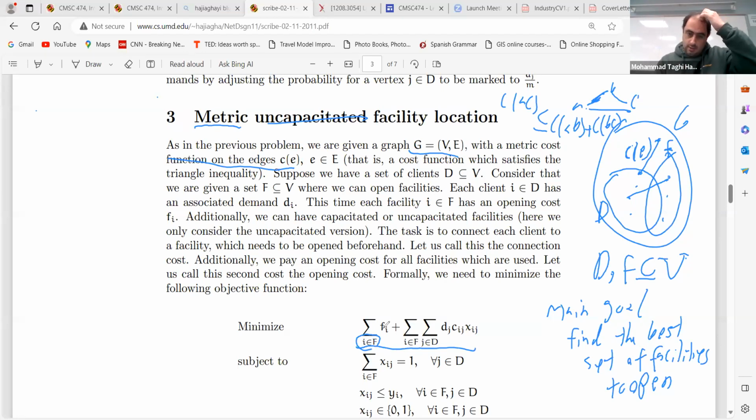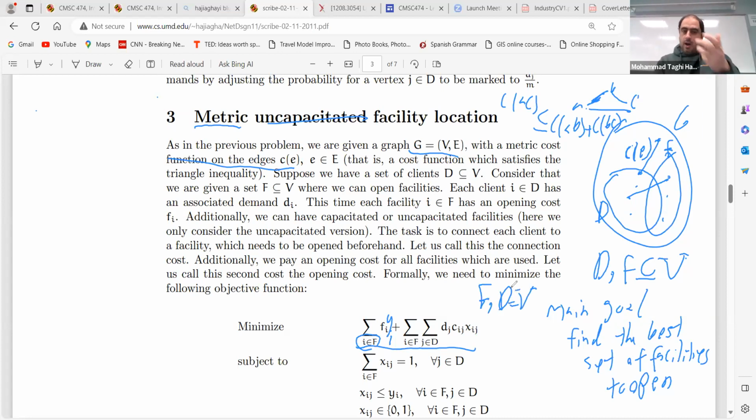So this is actually one thing that should be here. This should be f of i times y_i. So f of i is actually the cost of the facility i. And again, you can assume without loss of generality, or not much loss of generality, that f and d are equal to v.